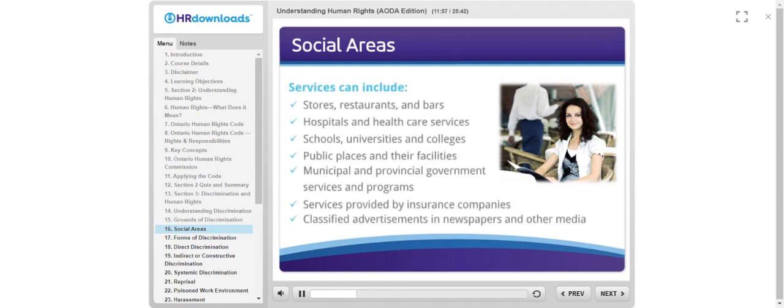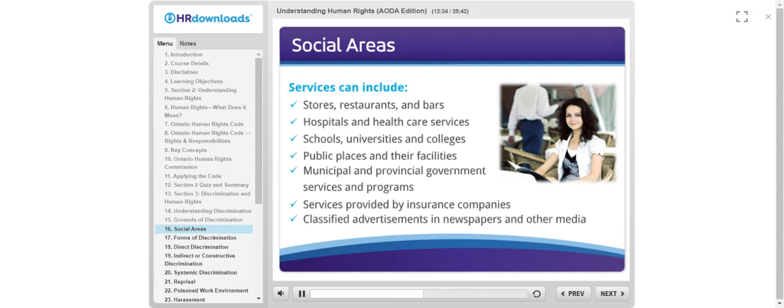Services can include the following: stores, restaurants and bars, hospitals and healthcare services, schools, universities and colleges, public places and their facilities such as community centers, public washrooms, libraries, malls, and parks, municipal and provincial government services and programs such as social assistance and benefits and public transit, services provided by insurance companies, and classified advertisements in newspapers and other media. You have the right to expect services, receive goods, and use facilities without discrimination.